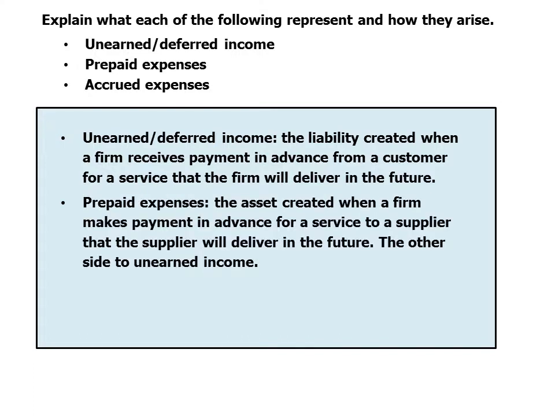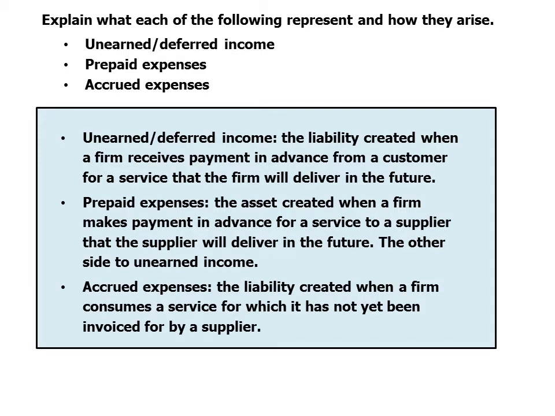Prepaid expenses. This is the asset created when a firm makes payment in advance for a service to a supplier that the supplier will deliver in the future. The other side to unearned income. And finally, accrued expenses. This is the liability created when a firm consumes a service for which it has not yet been invoiced by a supplier.